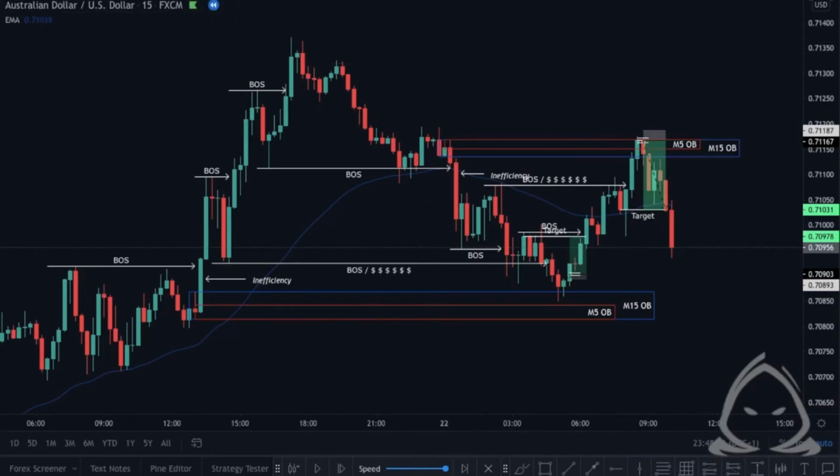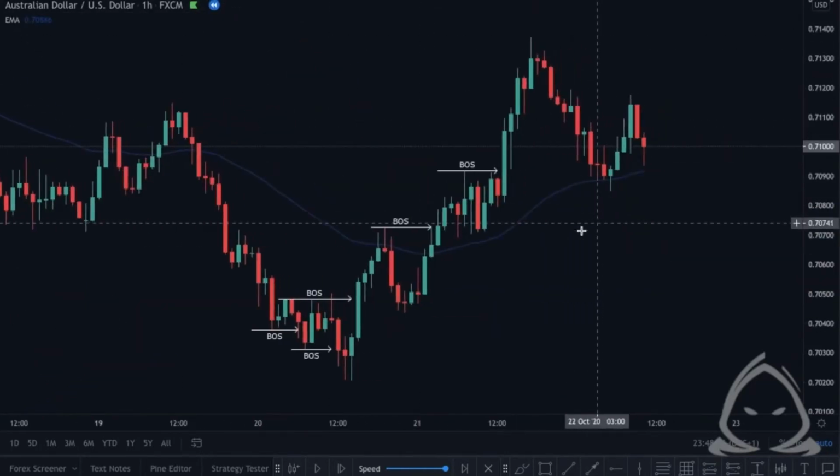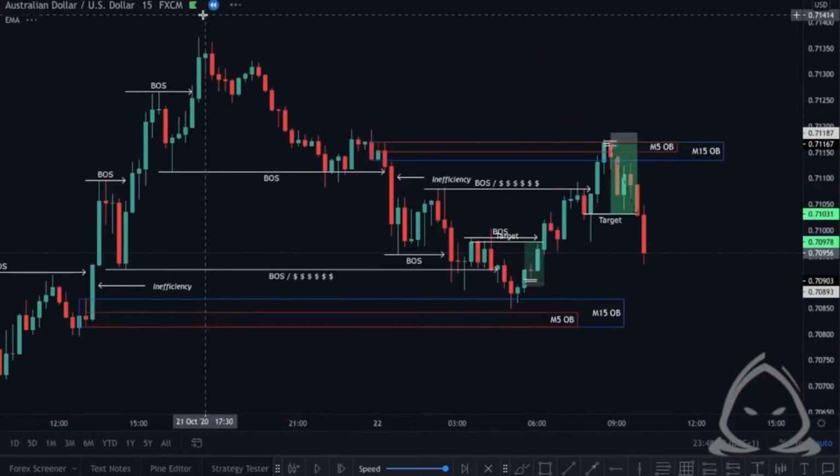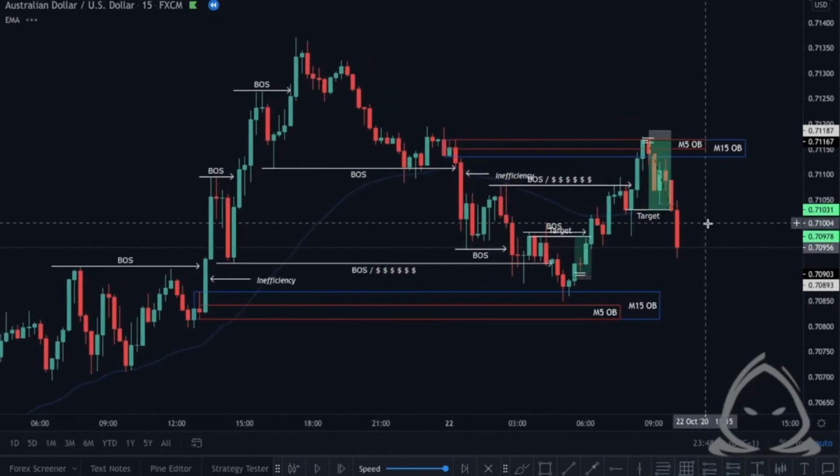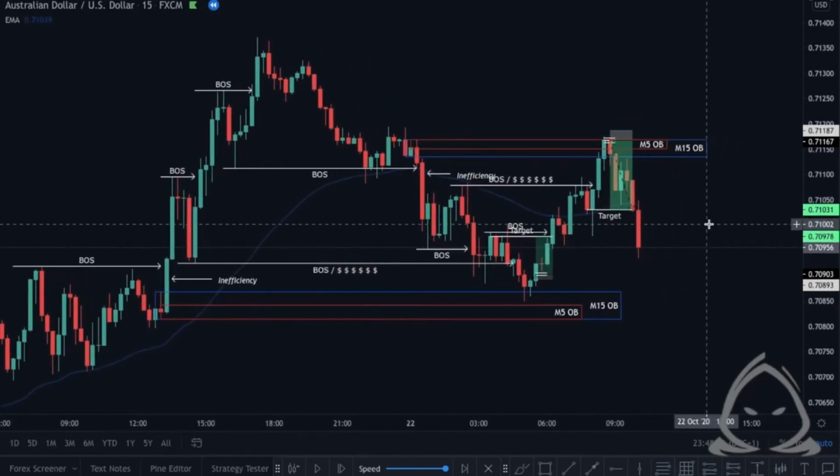So as you can see on the hourly one, all I really analyze is the direction, but on the 15-minute, this is where I analyze everything I'm looking to actually trade. Okay, the 15-minute, the 5-minute, and the 1-minute is where I study price action the most.